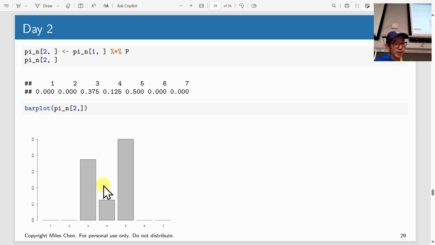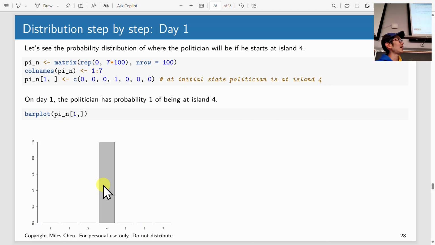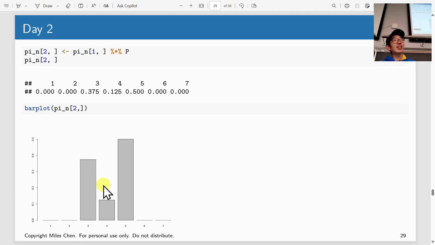Okay, so I guess just imagine we're able to see all the parallel universes, right? On day 1, the politician starts at island 4, but then for day 2, there are all of these different infinite choices that could have happened. In half of them, the politician went to island 5. In 3/8 of them, he went to island 3, and in 1/8 of them, he stayed at island 4. Okay, and then again, watching all of these, we see on day 3, where did he end up?